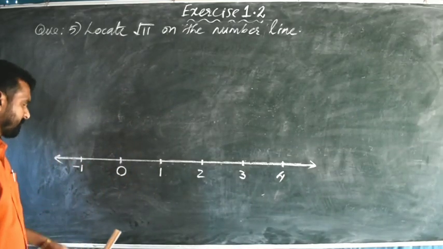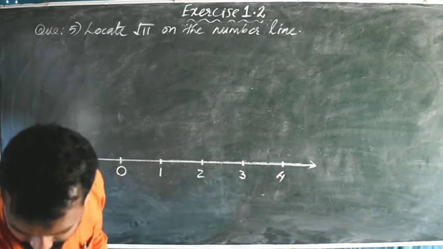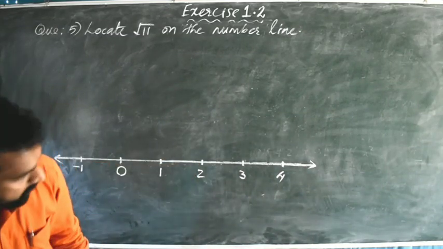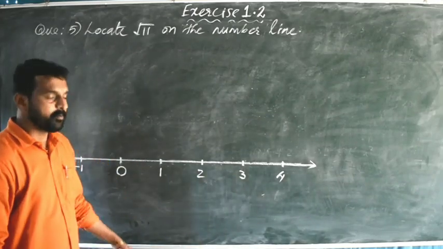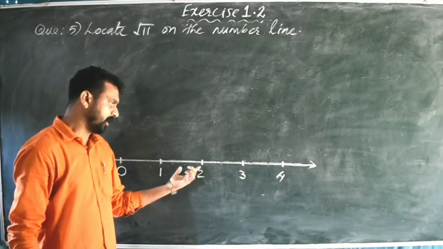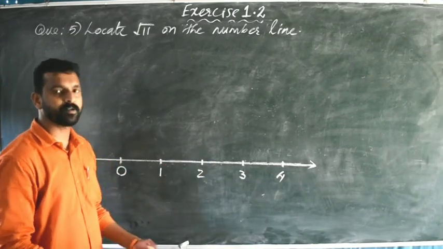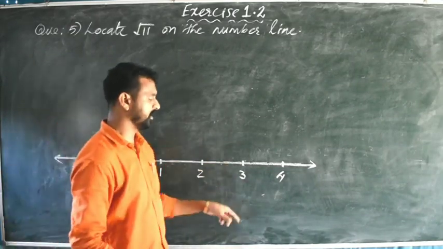Then after that, next we will draw a perpendicular through the point 3. In the previous question we drew the perpendicular through the point 2. But now we are going to draw the perpendicular through the point 3.